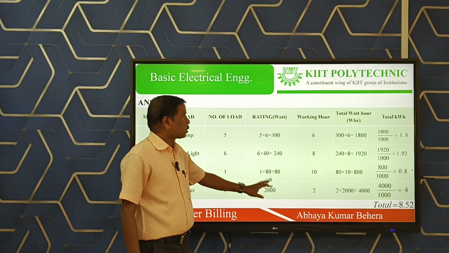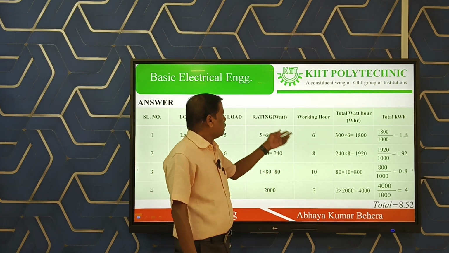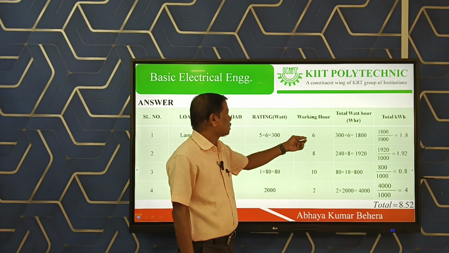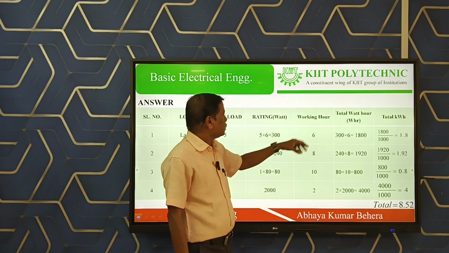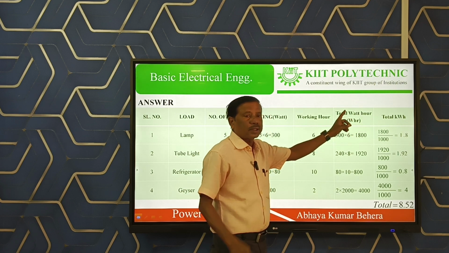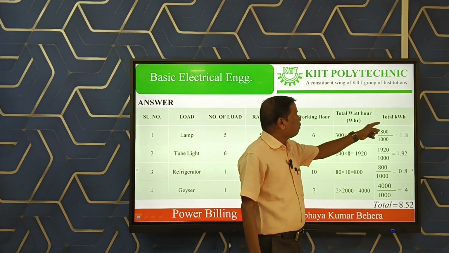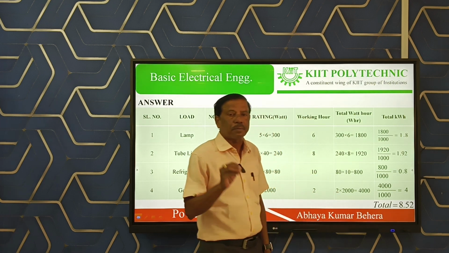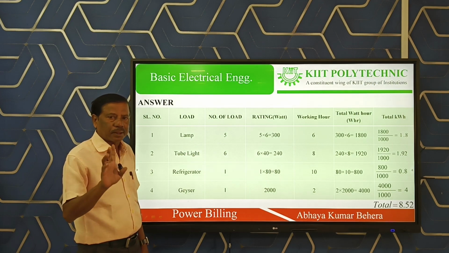Similarly, geyser is 2000 watt. Now see which load is continuing for how many hours. As per our question, we are using the lamp for 6 hours. So power into hour, watt into hour, we have to get the energy. So 300 into 6, 1800 watt hour for that particular day for the power consumption by the lamp. Then I have to make it kilowatt hour, divided by 1000, that is 1.8 kilowatt hour power consumed by the use of 5 lamps in a particular day.